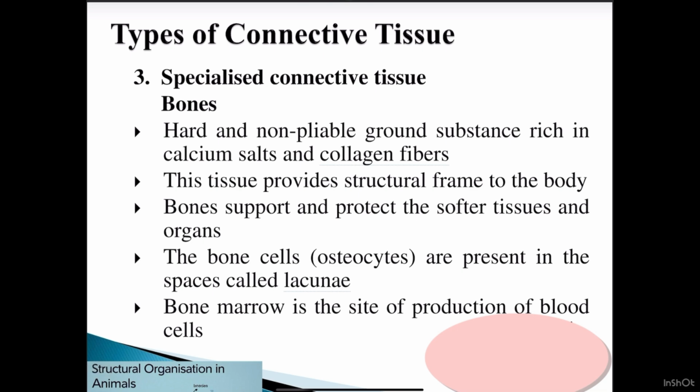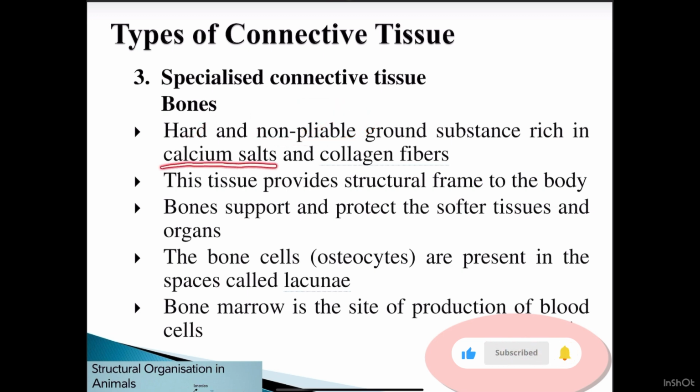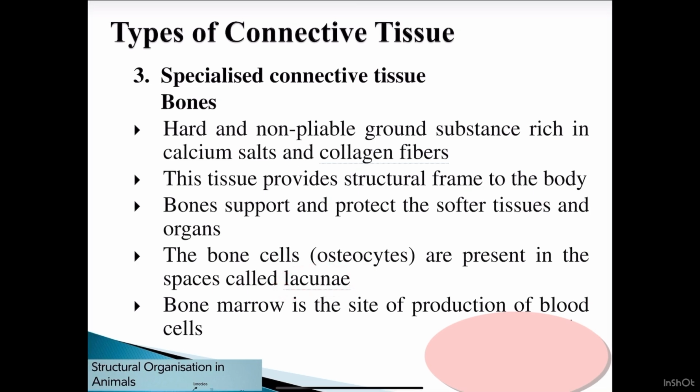Bone has a hard, non-pliable ground substance rich in calcium salts like calcium carbonate and collagen fibers. This tissue provides the structural framework to the body, and bone supports and protects the softer tissues and organs. Bone cells are called osteocytes, present in spaces called lacunae. Bone marrow is the site of production of blood cells.